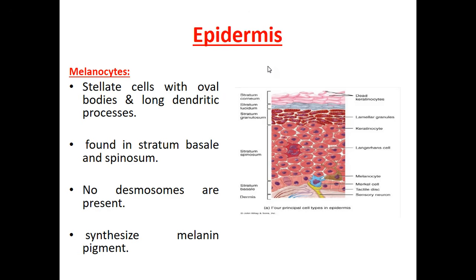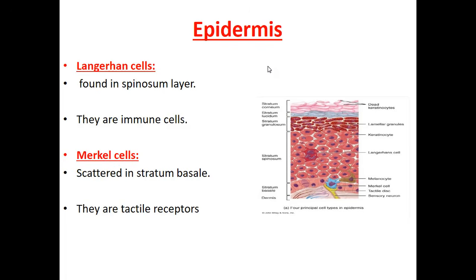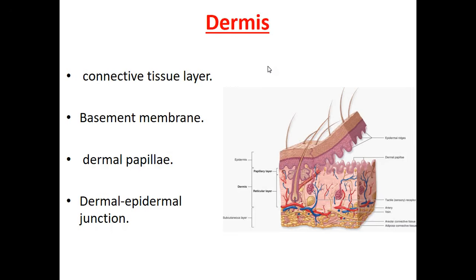Melanocytes are stellate cells with oval bodies and long dendritic processes found in the stratum basale and spinosum. No desmosomes are present. They synthesize melanin pigment, which provides the color of the skin, which may be brown, dark or fair. Langerhans cells are found in the spinous layer; they are immune cells. Merkel cells are scattered in the stratum basale; they are tactile receptors. The dermis is a connective tissue layer; the basement membrane, dermal papillae and dermal-epidermal junctions are visible in this layer.